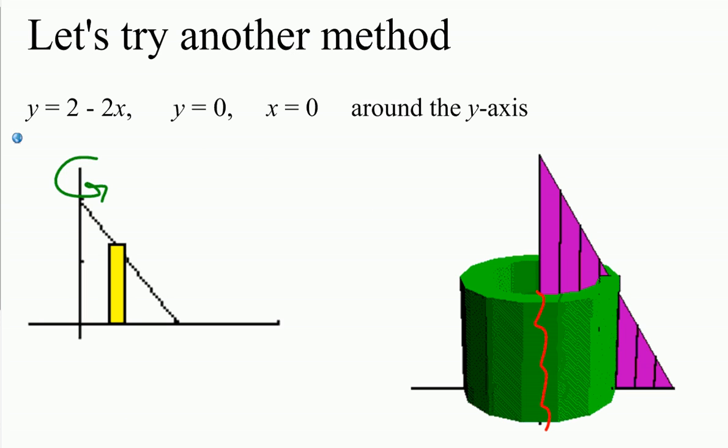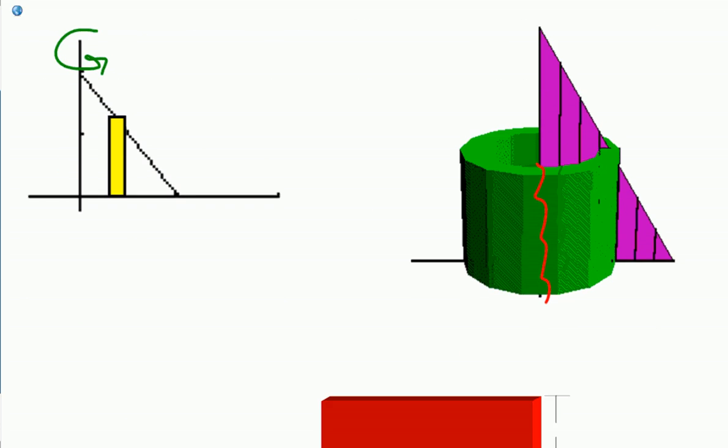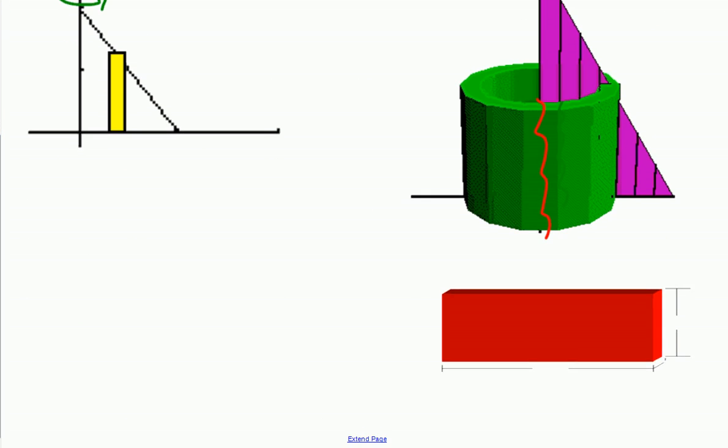We need to find the volume of one of these, and then we add them all up. If you look at how the shell is created, this here is the width of the prism, which is going to be a delta x. So therefore, this is delta x.